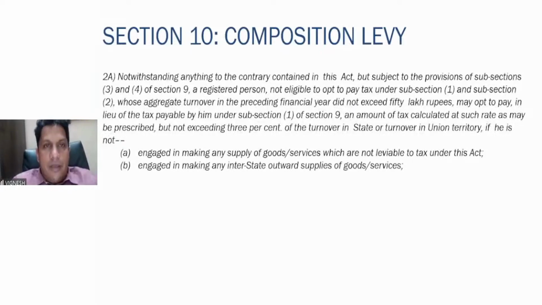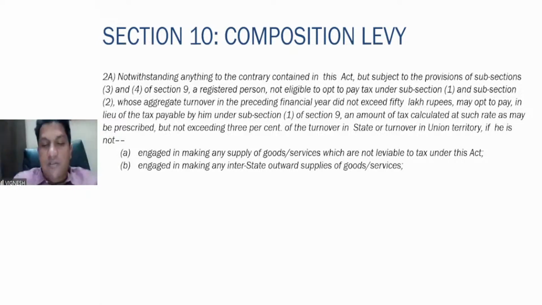With regard to 10 subsection 2A, when the composition scheme first came, a lot of sellers were very happy, but the service providers were a bit disappointed because they were expecting it to cover services too. But later, the government listened to the industry's grievances and brought out section 10(2A), which says, notwithstanding anything to the contrary contained, subject to the provisions of 9(3) and 9(4). Why did I mention 9(3) and 9(4)? Because 9(3) and 9(4) is reverse charge mechanism. A registered person not eligible to opt to tax under subsection 1 and 2, whose aggregate turnover in the preceding financial year did not exceed 50 lakhs. That means this particular taxpayer is not eligible to opt under subsection 1 and subsection 2, that is, he will not come under those.